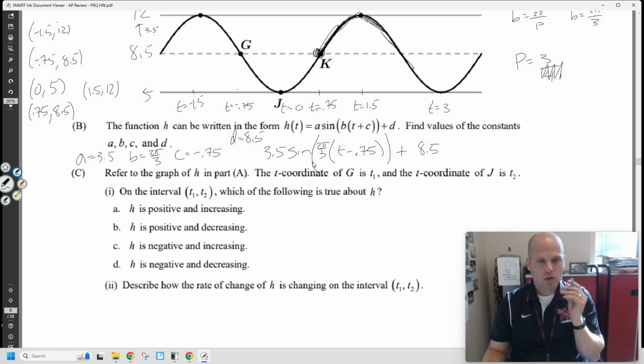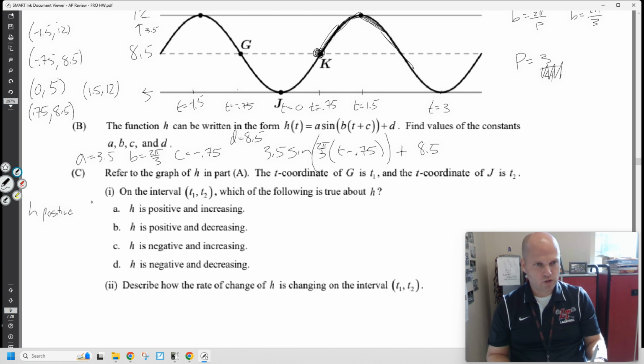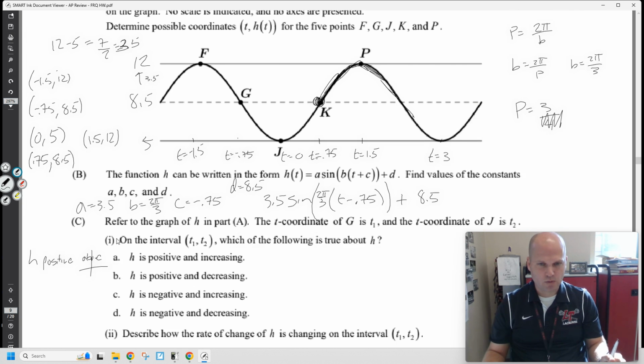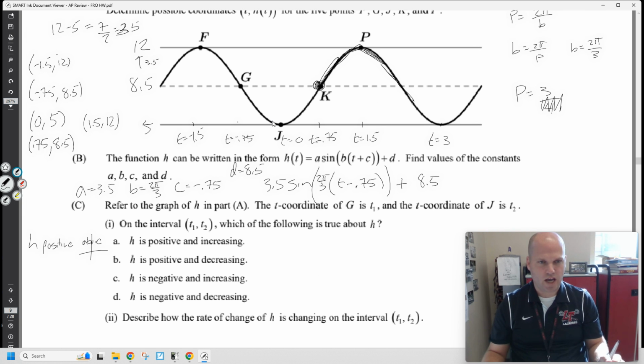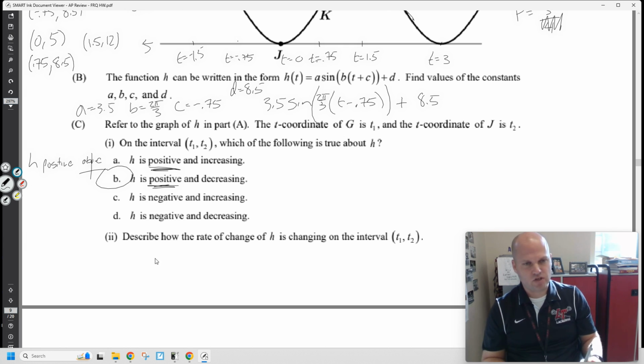Now, let's remember, if our graph is positive, we are talking about our graph being above the x-axis. Between T1 and T2, which is G to J, we are positive. We are above the x-axis. We don't have any negative values. What is it doing between G and J? It's positive and going down. So B is the answer. But what about the rate of change? The rate of change is increasing.